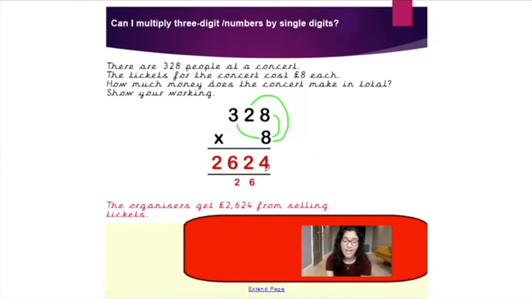So the organisers, if you want to put it in a nice full sentence, you can do so, because I think it will help to make your answer make a lot more sense as well. So the organisers get £2,624, because we are in the United Kingdom, from selling tickets. So very well done if you got that correct.